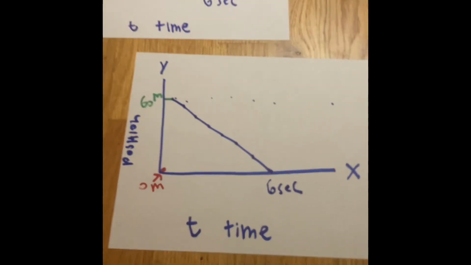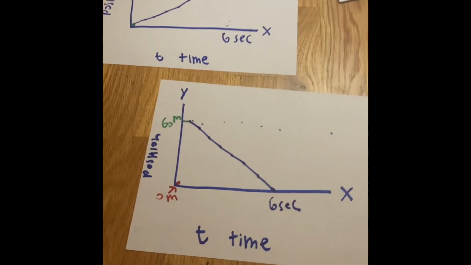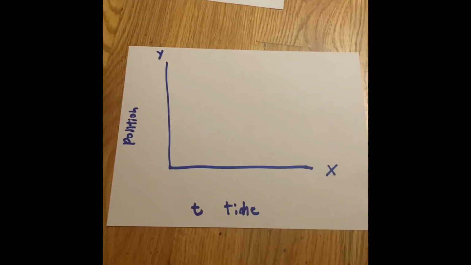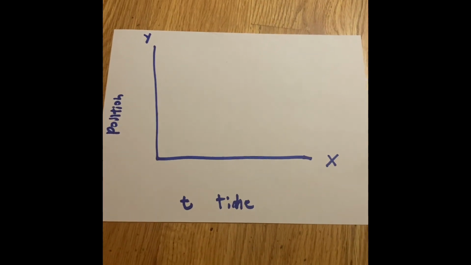But what happens if we want to combine the two graphs? What happens if Mario wants to do two directions in one run? Let's see what happens.